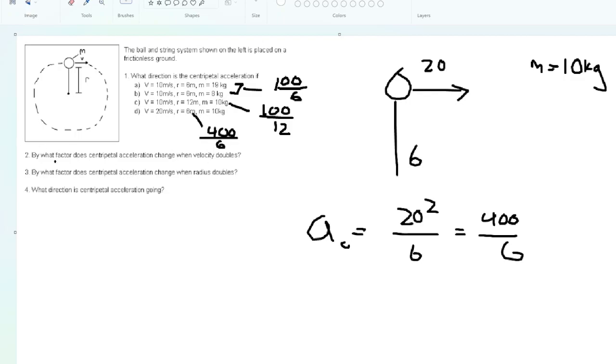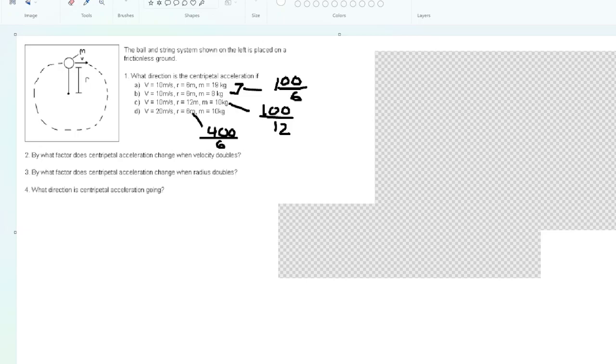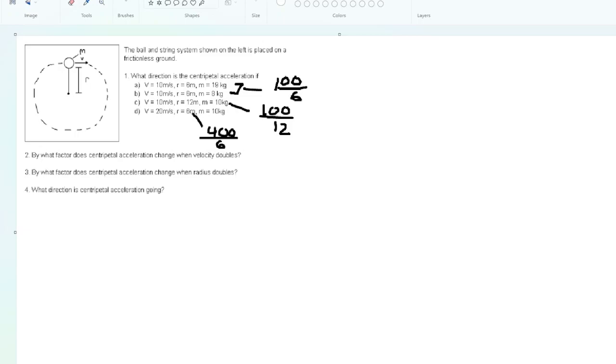All right, now let's see. By what factor does centripetal acceleration change when velocity doubles? Okay, let's see. Let's go ahead and use some arbitrary values. Let's say AC1 is going to be equal to V squared over R.